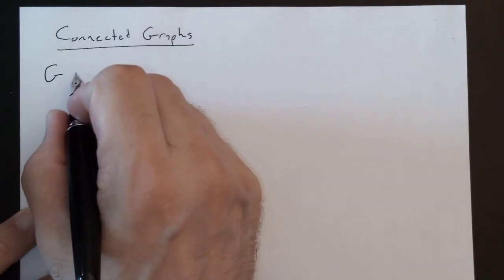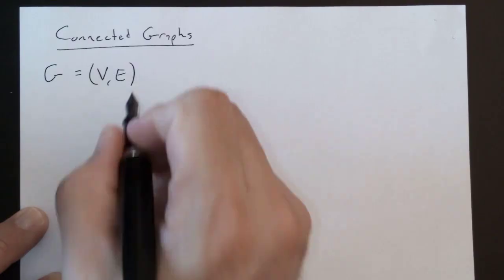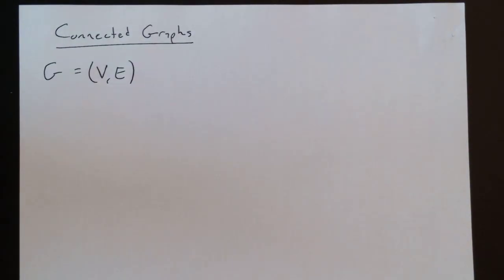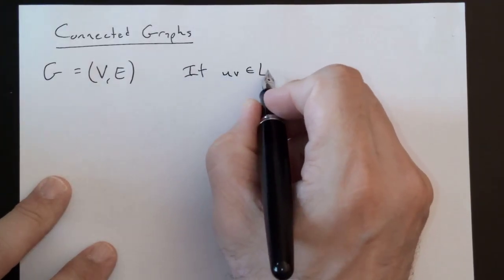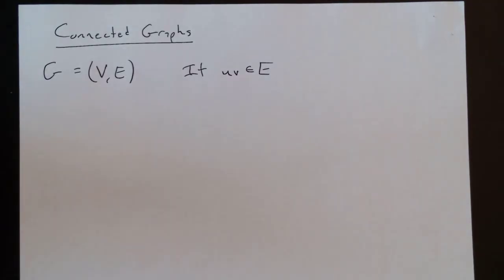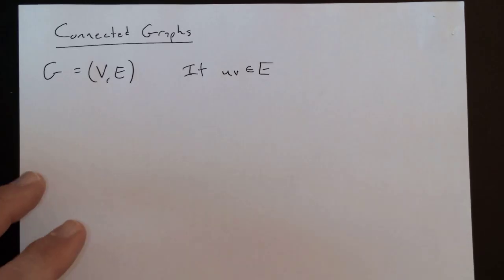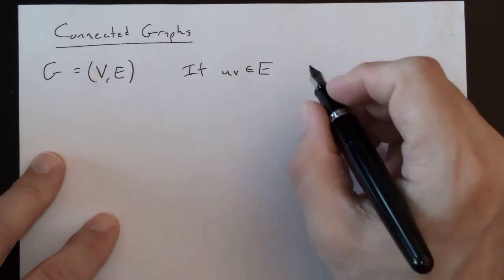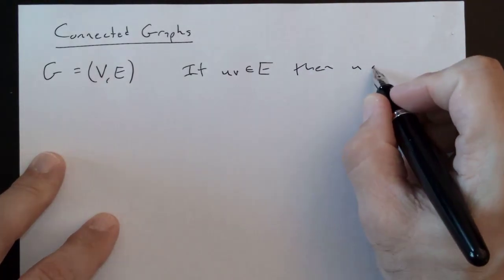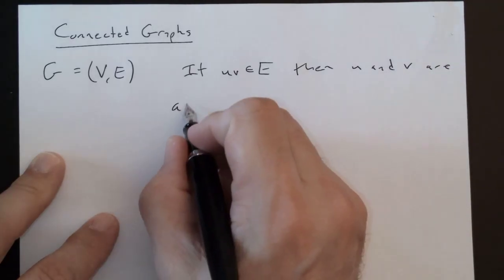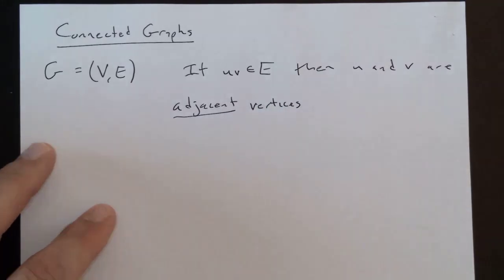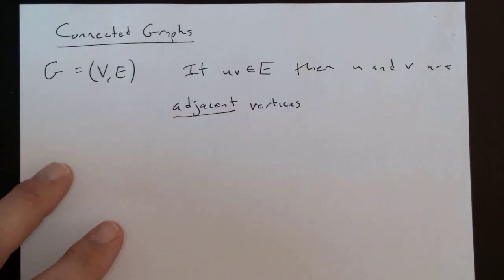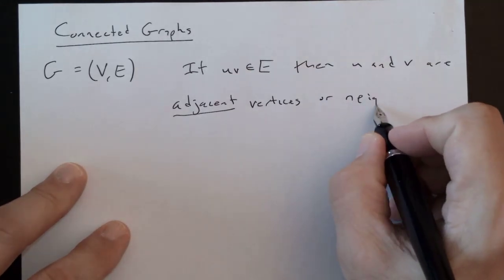So let's suppose I have some graph, vertices and edges, and I'm going to say that if I have an edge and it connects the vertices U and V, then I'm going to say U and V are adjacent to one another. But in the same vein, we might as well call them neighbors.